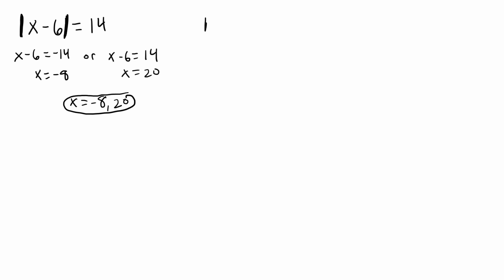Let's try another one. The absolute value of x plus 9 equals 27. So the same idea, we want that expression inside the absolute value to equal 27 or be a number who's 27 units away from 0. So that would be negative 27 and 27. So we set up equations.